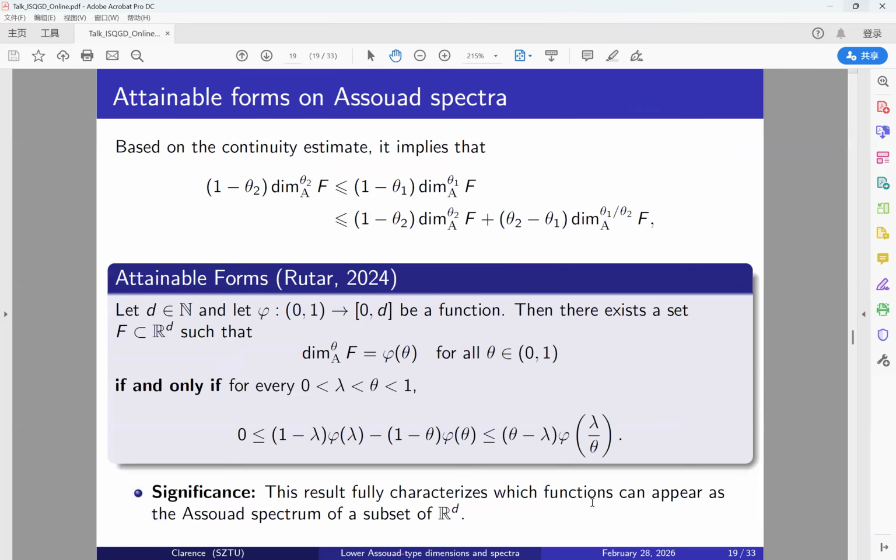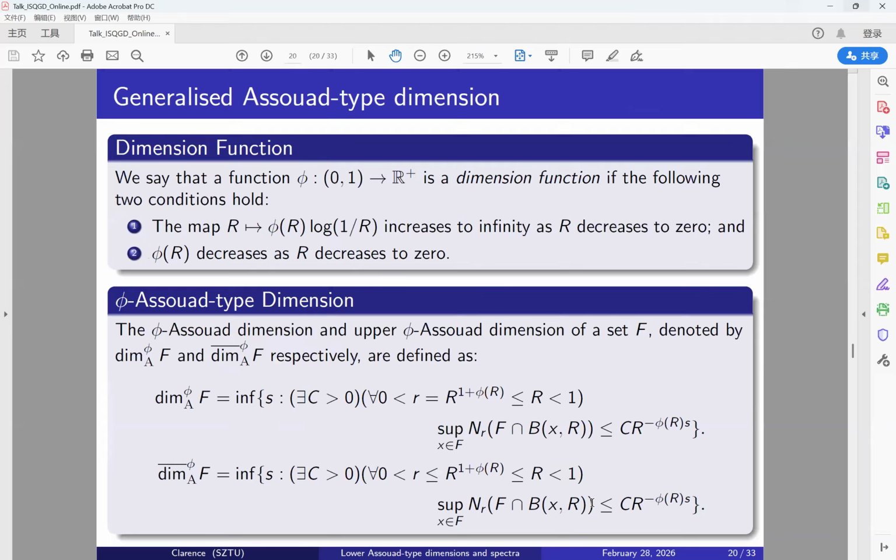Another topic is to ask: is there any other dimension spectrum that can recover the interpolation between the quasi-Assouad dimension and the Assouad dimension, or give the complete interpolation between the upper box dimension and the Assouad dimension? First, we introduce the definition of the dimension function. We say that phi is a dimension function if the following two conditions hold.